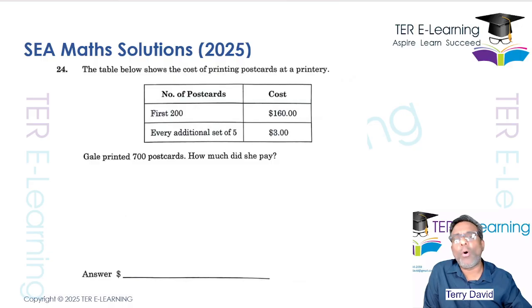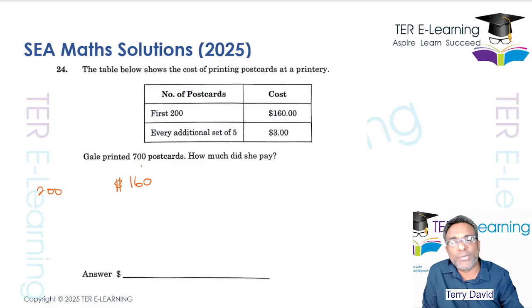Question 24. The table shows the cost of printing postcards at a printery. So the first 200 cost $160, right? And that'll be the cost for 200. Now we're trying to print 700 here, right? So we still have 500 to account for, right?